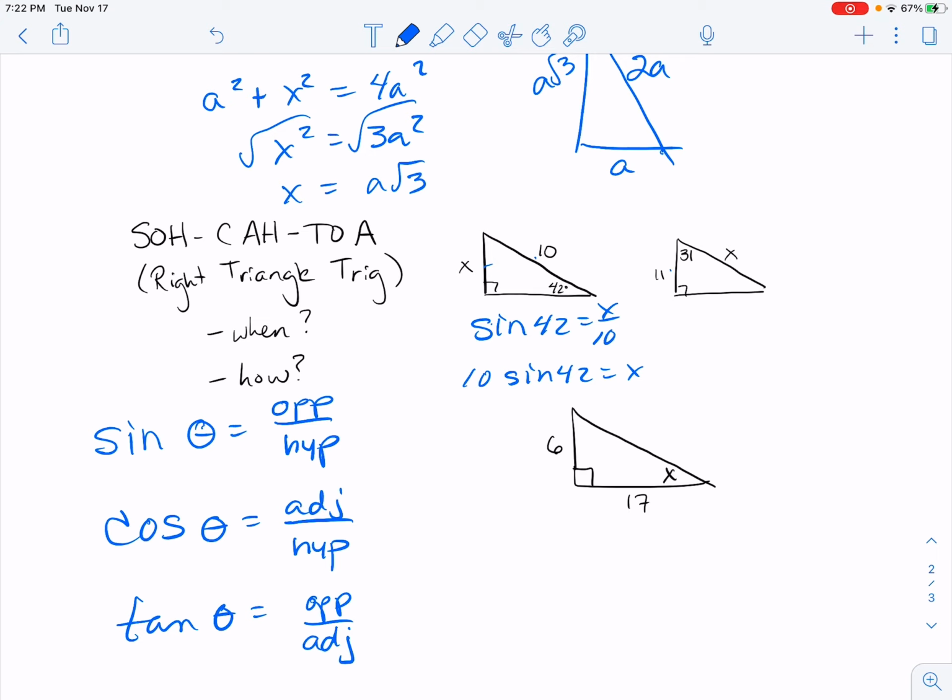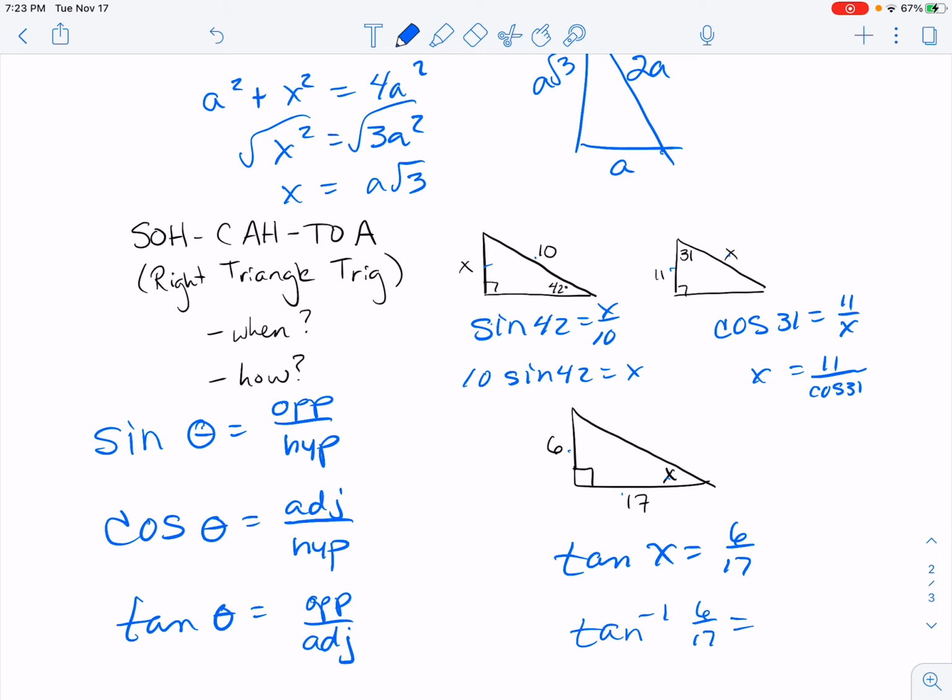Okay, here I've got adjacent and hypotenuse, so I want to do the cosine of 31 equals adjacent over x. To solve for x, you're going to do it this way. In this case, your calculator's on degrees. When we get into the unit circle, it will always be on radians, okay? Here I've got an opposite and an adjacent, so I'm going to use tangent. 6 over 17. You can get this ratio out of your calculator, and then you do an inverse tan of 6 over 17, and that gives you the angle.